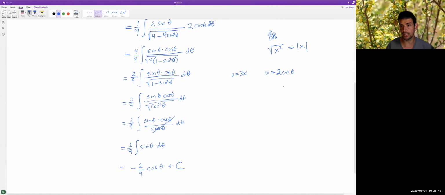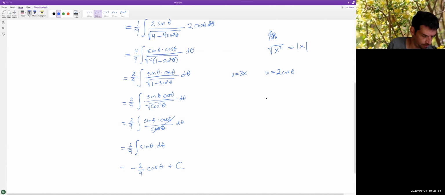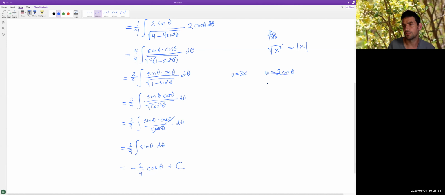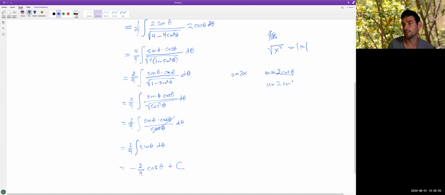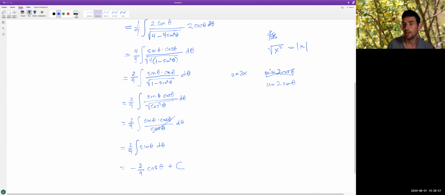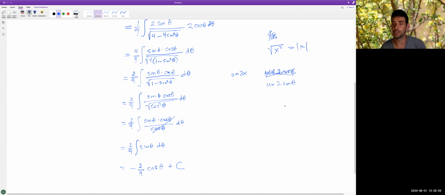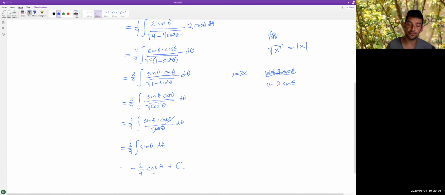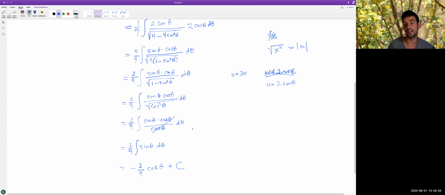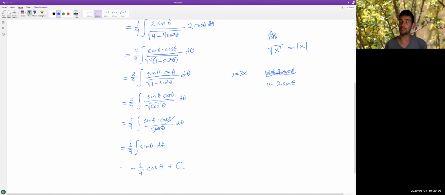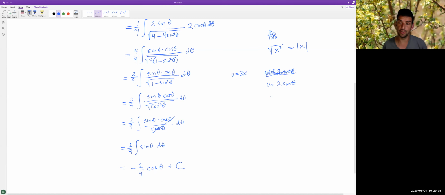no, sorry, u equals 2 sine theta was the substitution. Pardon me, that would have been easy at this point, but also incorrect. So we need to figure out how to write this cosine theta in terms of x. First, I'm going to try to figure out how to write it in terms of u.